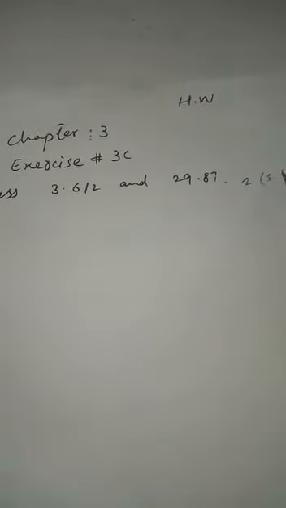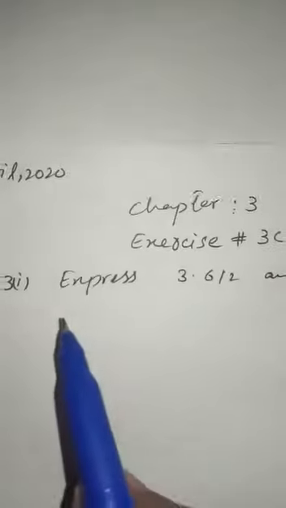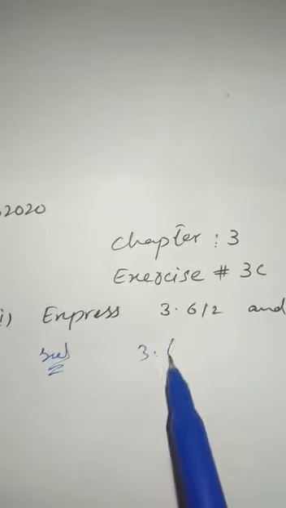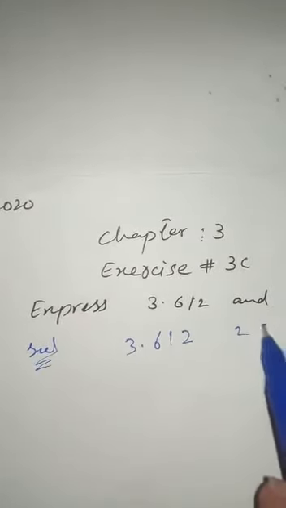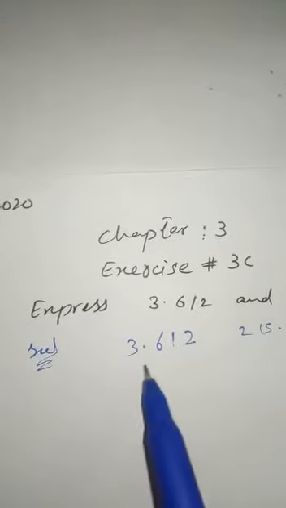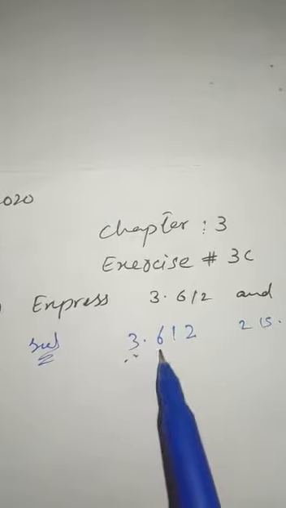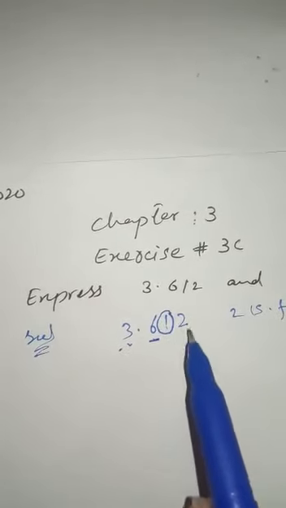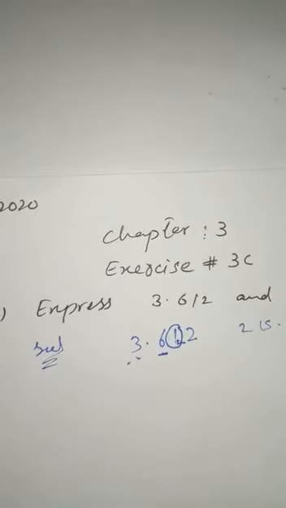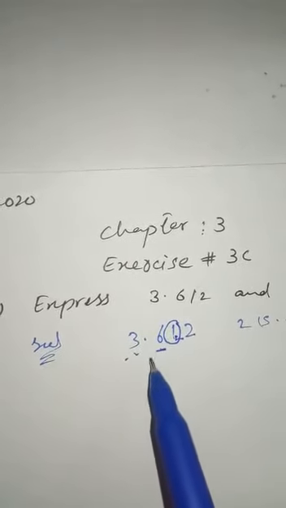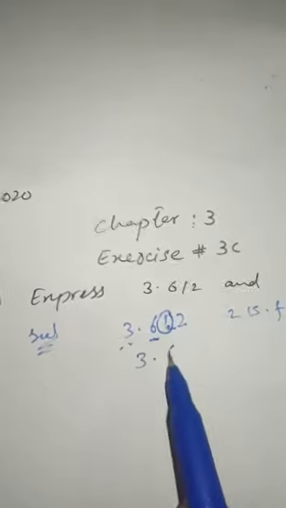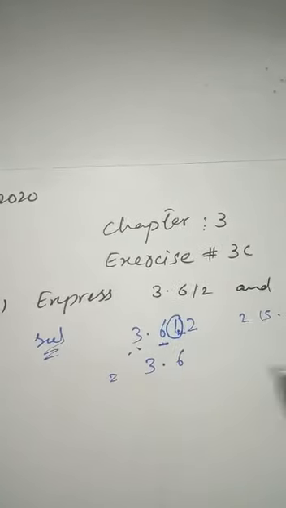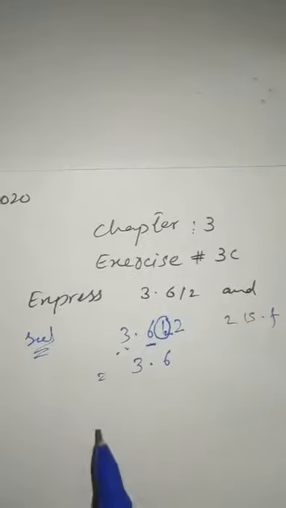Two significant figures. So we will start the solution, similar to the previous method. 3.612, two significant figures. We count from the left side: 1, 2, this is the second significant figure. Now we underline it and circle the next digit. This is less than 5, so we don't add anything to the previous number. We simply write 3.6 and don't put any zeros because this is a decimal number.